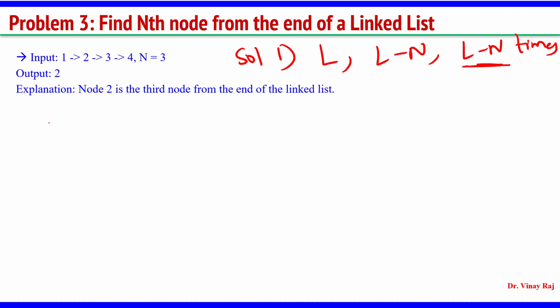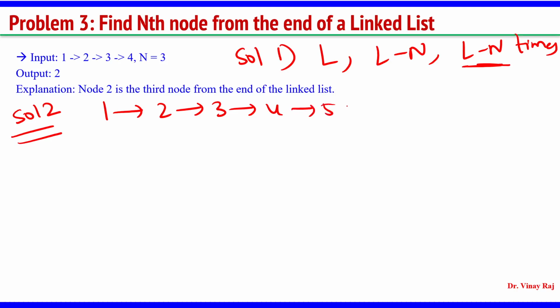Another solution, solution 2 for this problem: how to do it? Suppose I again write a list. This is my list and the given n value is 3, for example. I want the third node from the end of the linked list, the third last element from the end of the list. So, this is my answer, 5 is my answer. I have to find that out.